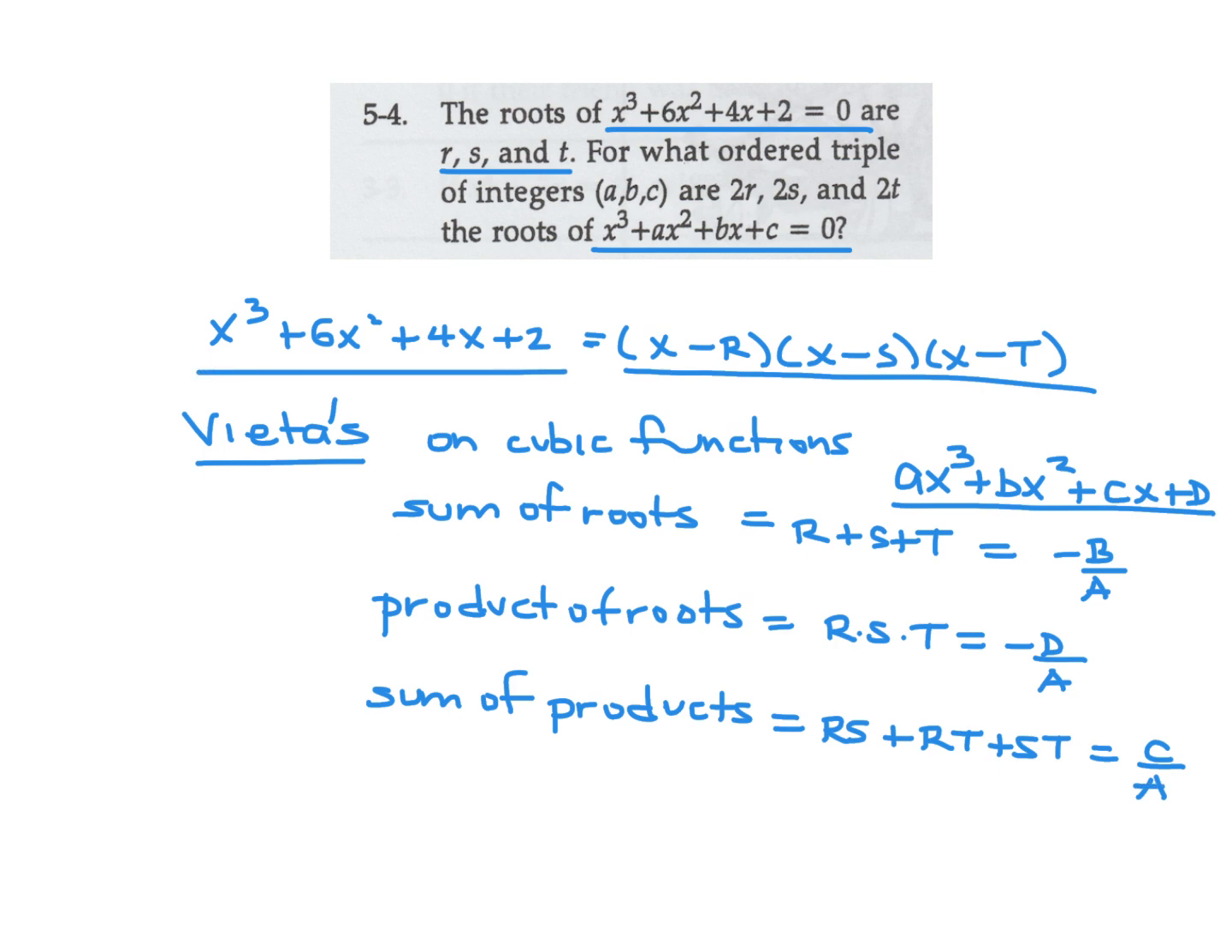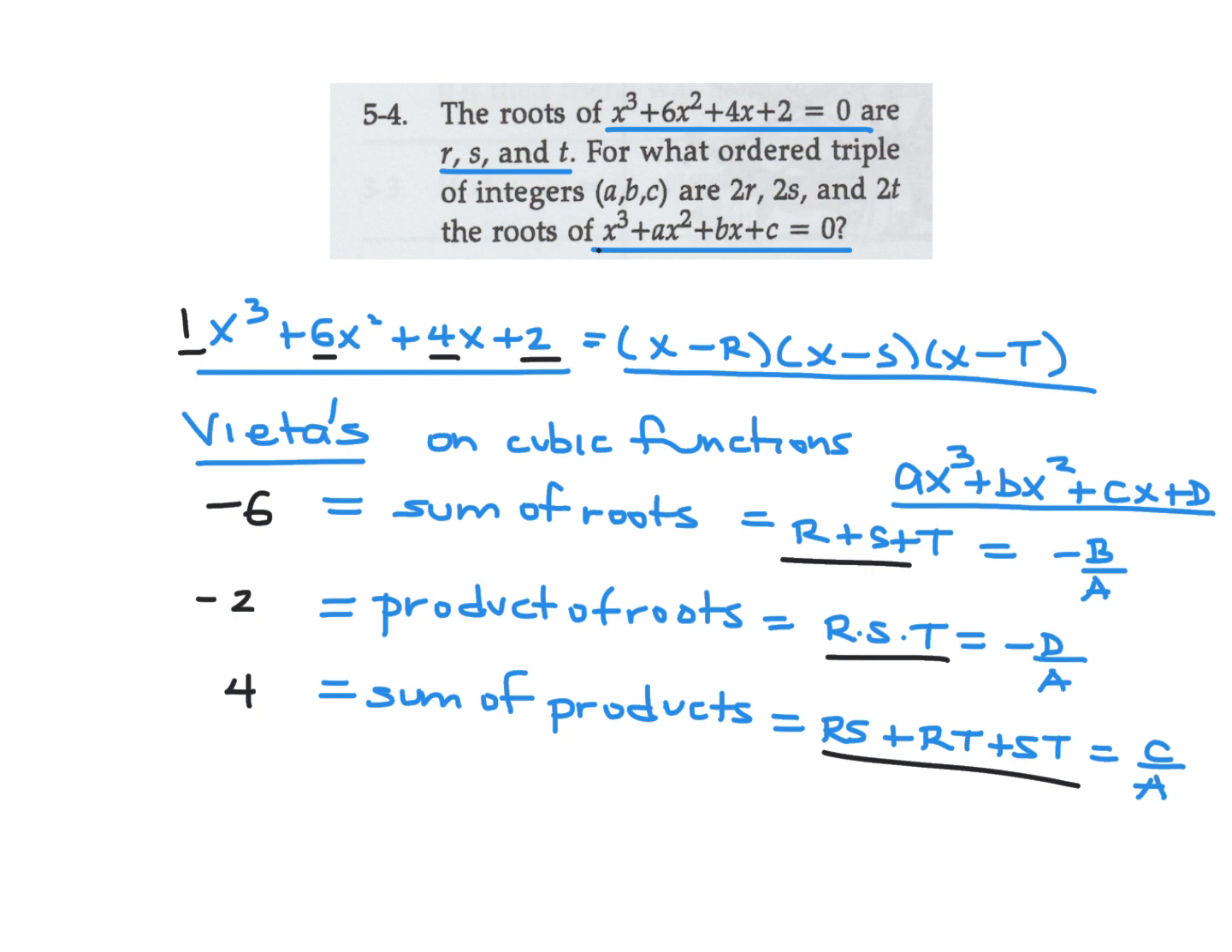So let's apply that on that equation. So let's see here. Let's see what we get. So if I use minus b over a, so this is my b, but the a is really just 1, right? Because that coefficient is 1. So that's going to be minus 6. Product of roots, minus d over a. This is my d, so it's going to be minus 2. And then the c over a looks to me like 4. So that, and that are minus 6, minus 2, and 4.